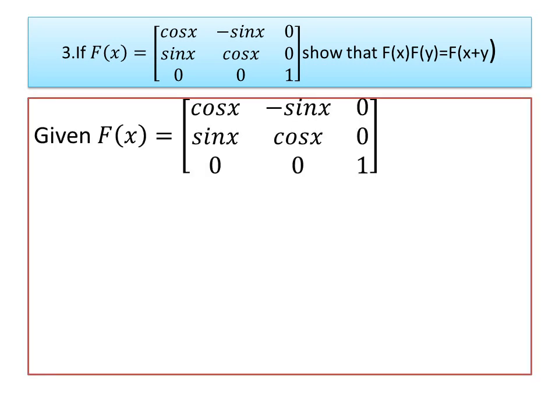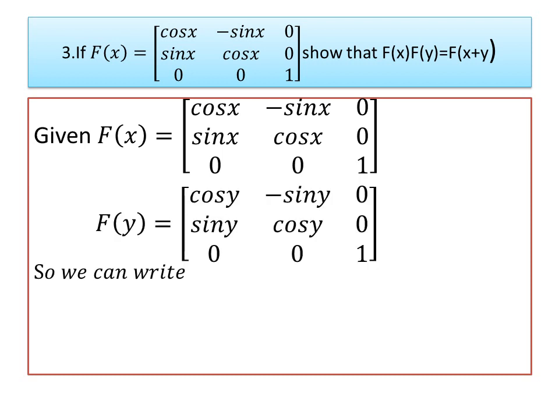We'll take the given matrix f of x. Since the matrix f of x consists of elements in terms of variable x, from this we can write the matrix f of y in terms of variable y, which gives f of y is equal to cos y minus sin y 0, sin y cos y 0, 0, 0, 1.